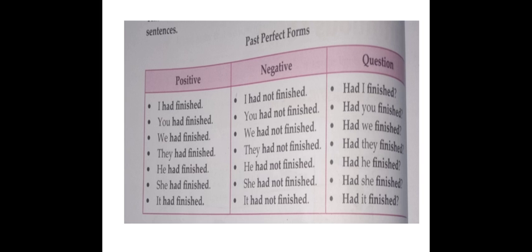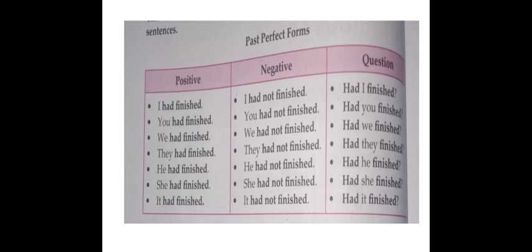So here, in the positive sentence, I had finished; in the negative, I had not finished; and in the question form, had I finished? Okay, and there is a question mark. Always in the question form, a question mark will come. Number 2, you had finished. Negative, you had not finished. Had you finished? Number 3, we had finished. We had not finished. Had we finished? Number 4, they had finished. They had not finished. Had they finished?